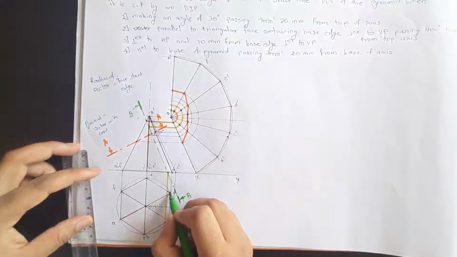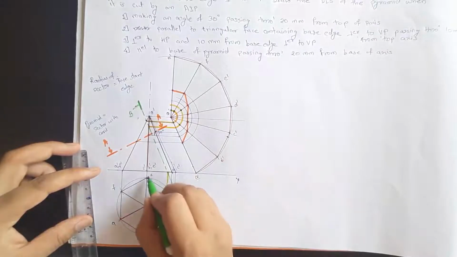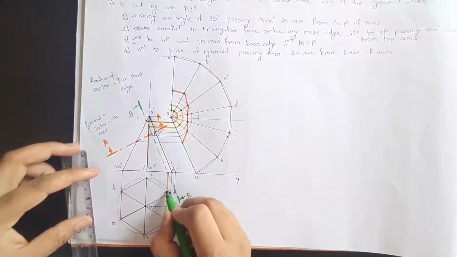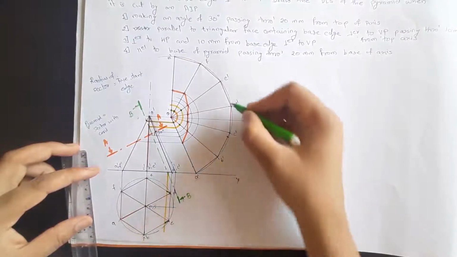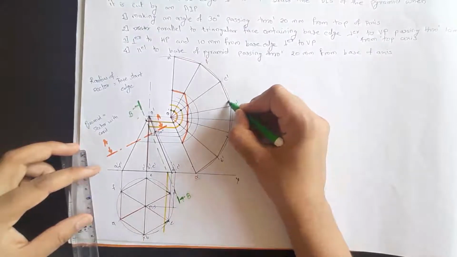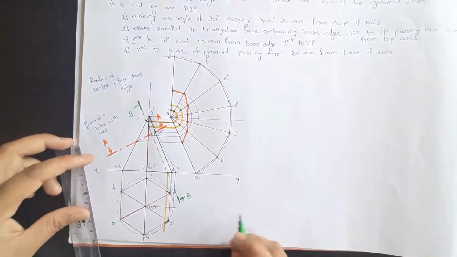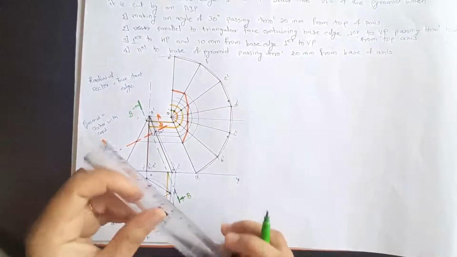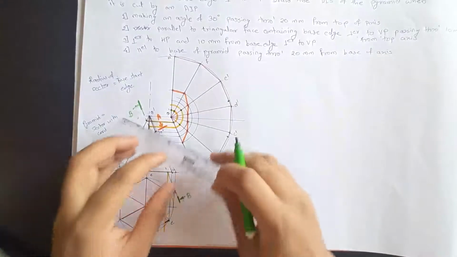Similarly, this point is cutting D and E. Measure the distance of D and this point. Mark it from D in between D and E. Now you have got the remaining points also. Now join all the points with the straight line.